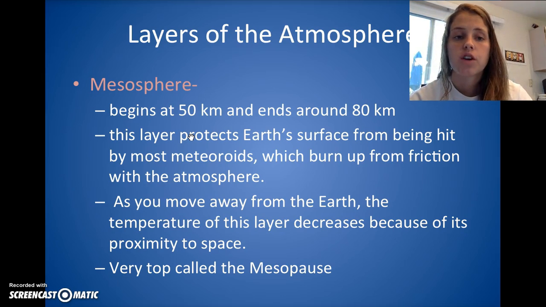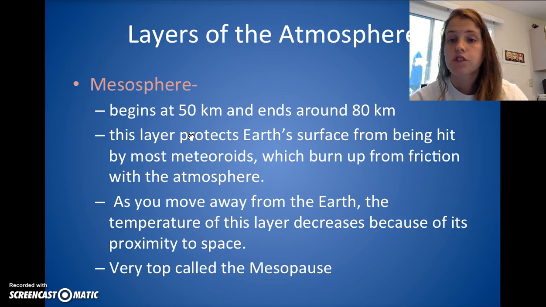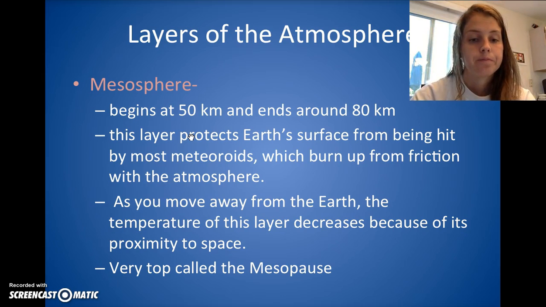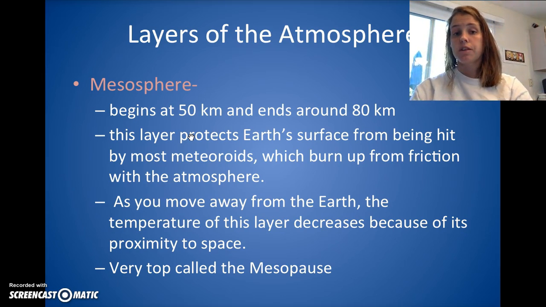The mesosphere, so beginning at 50 kilometers and ending around 80 kilometers, this layer protects the Earth's surface from being hit by meteoroids. So this is the place where most of the meteoroids or meteorites burn up because of the friction with the atmosphere. As you move away from the Earth's surface, so the top of the stratopause, this layer decreases in temperature because we're starting to get pretty close to space. And the very top of it is called the mesopause.